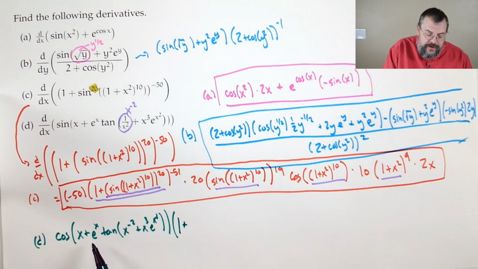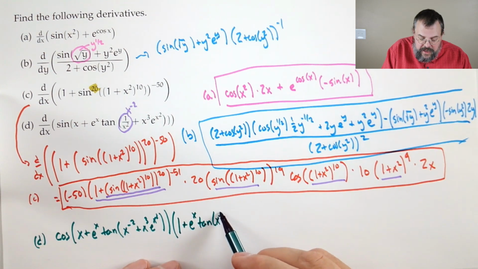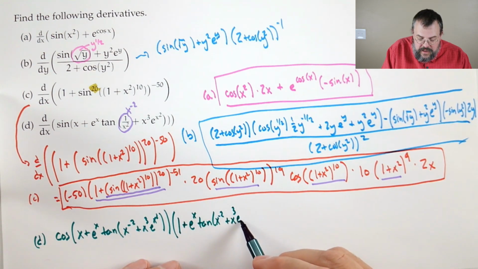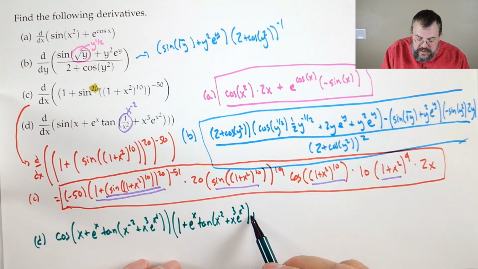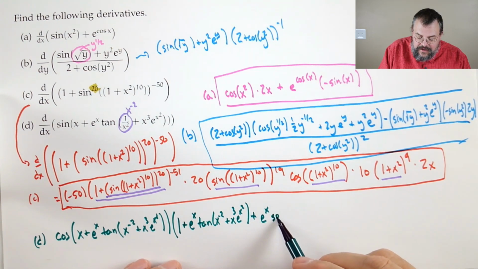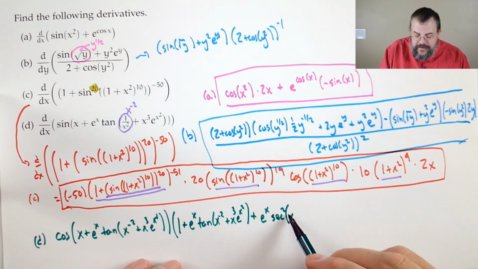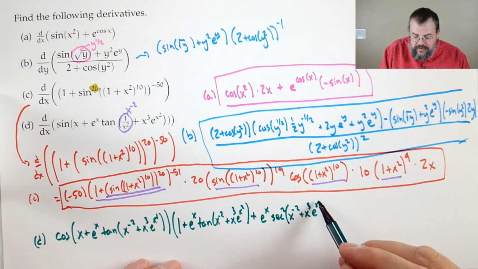So, product rule: derivative of the first, e to the x, times the second, tangent of x to the minus 2 plus x cubed e to the x squared. Okay, derivative of the first times the second plus the first times the derivative of the second. So, here we go. The second function, meaning this tangent of, now we have to do a chain rule. So, tangent of stuff. Derivative of the outside: the derivative of tangent is secant squared of, leave the inside alone, x to the negative 2 plus x cubed e to the x squared.